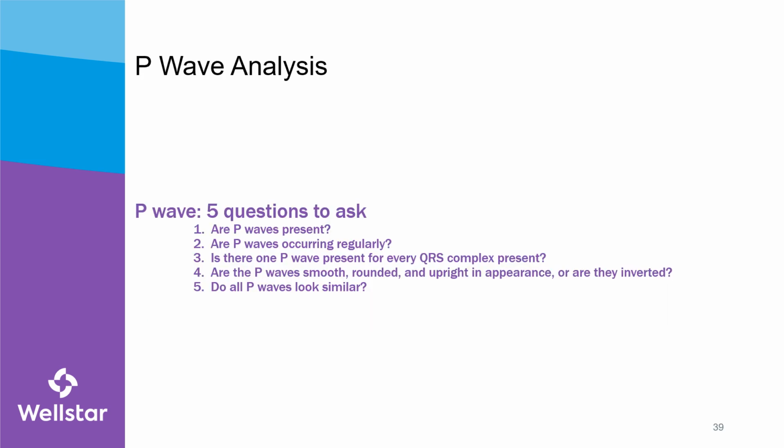And then in that step, the P wave analysis, there are 5 additional questions to ask yourself. Are P waves present? Then, are P waves occurring regularly? Is there 1 P wave present for every QRS complex? Are the P waves smooth, rounded, and upright in appearance, or are they inverted? Do all P waves look similar? All these questions do have a purpose.